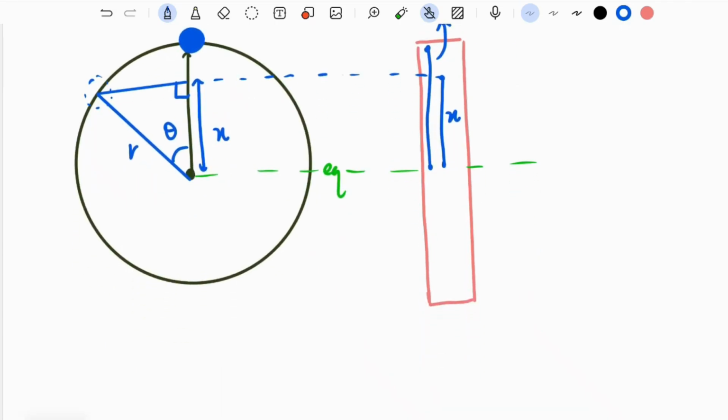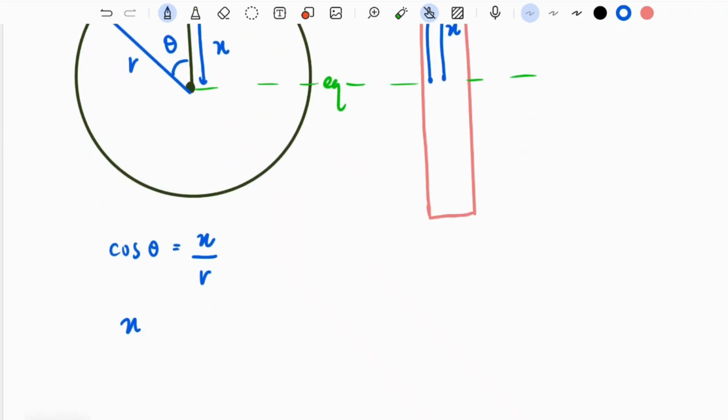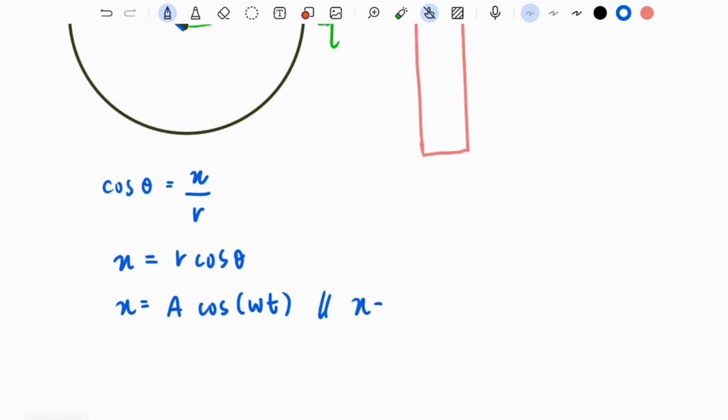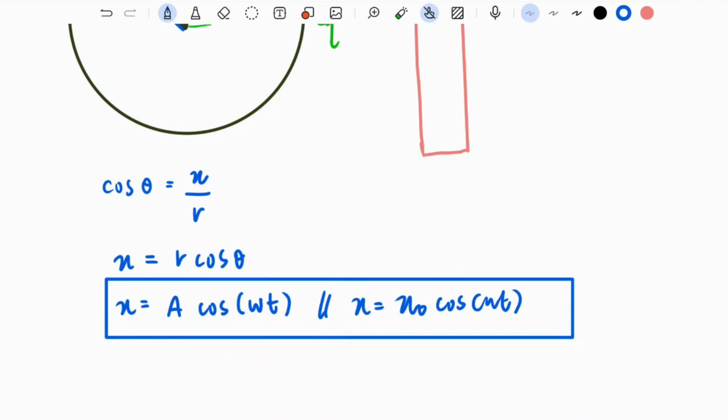So, we can use Pythagoras theorem, or we can use cosine, because cos theta equals adjacent over hypotenuse. Our adjacent is x and our hypotenuse is r. So if we rewrite this, it is x equals r cos theta, and we know our r is the amplitude, and theta is omega t. So you can write it as x equals x naught cos omega t. It's the same thing. So it's the same concept that we used in the first scenario.